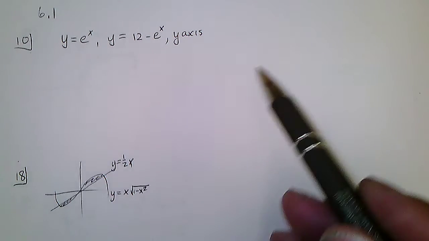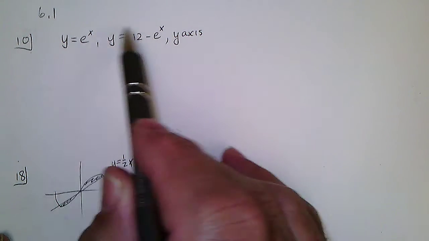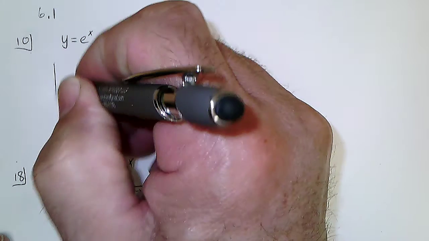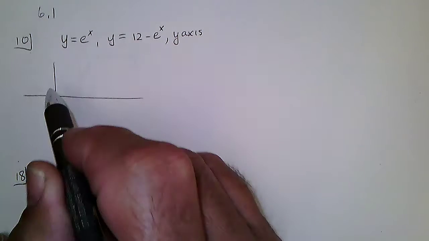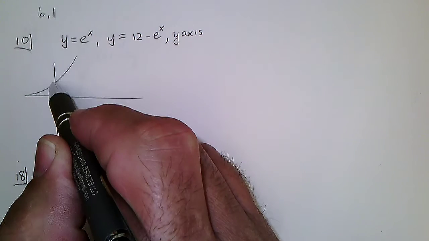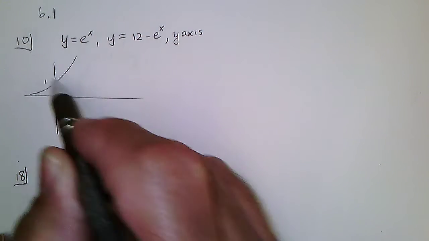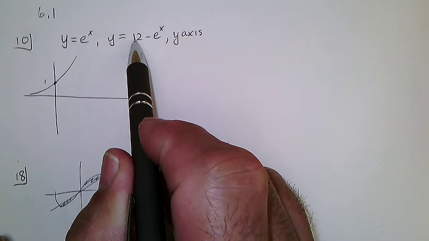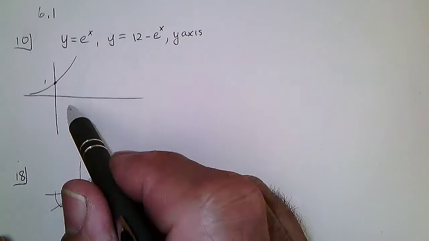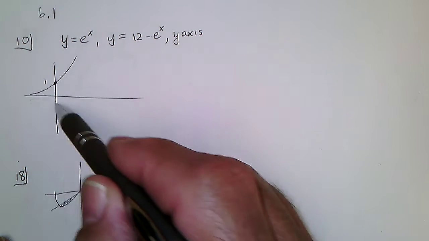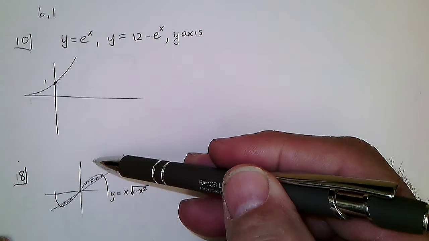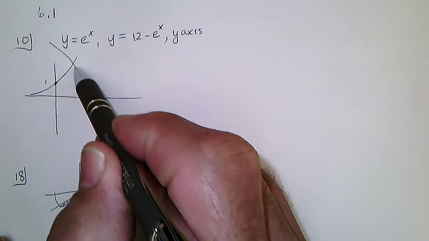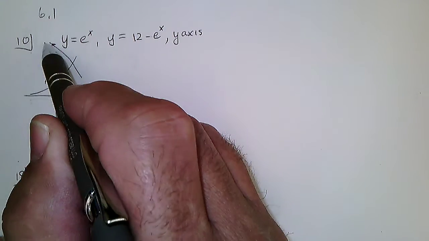6.1, number 10. We're supposed to find the area between these two curves and the y-axis. So let's make a sketch of this. e to the x will go this way, going through 1 on the y-axis. 12 minus e to the x: minus e to the x would look like this, flipped over the x-axis, and then up 12, so it'd be up here at 12 someplace, coming down where it crosses at 12.